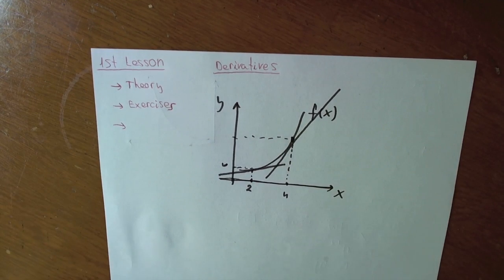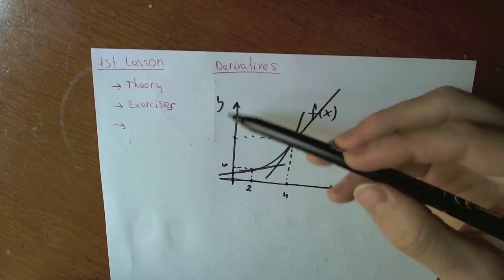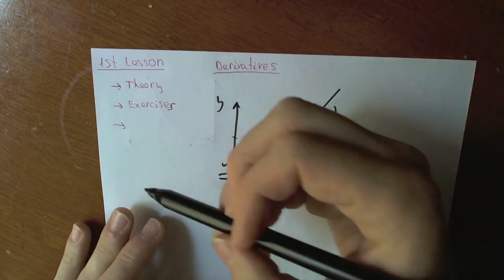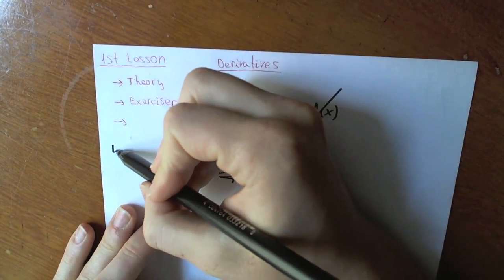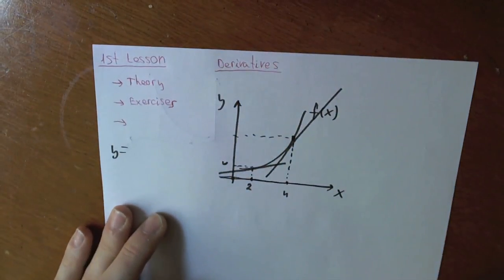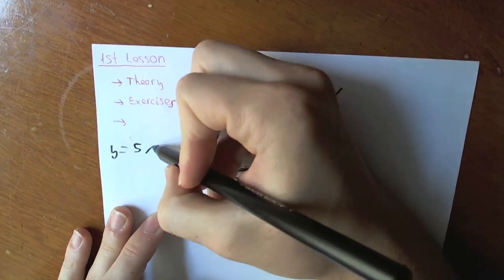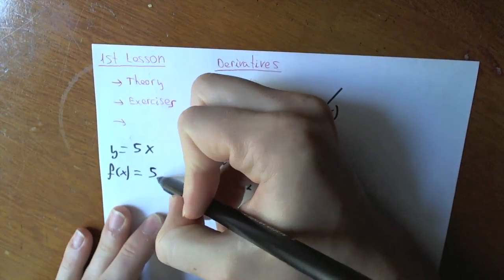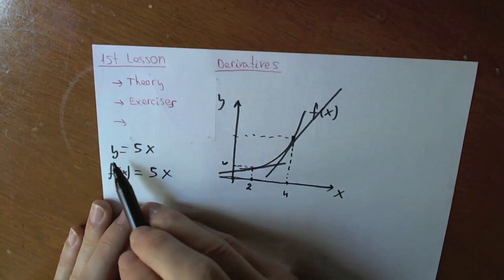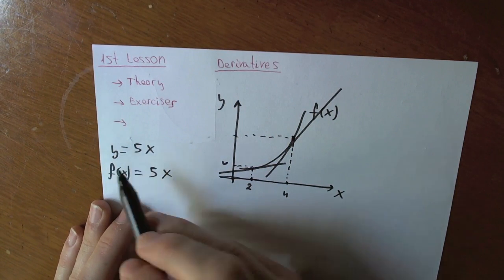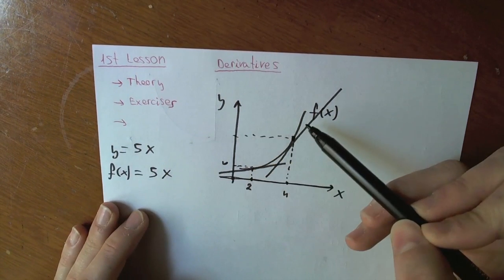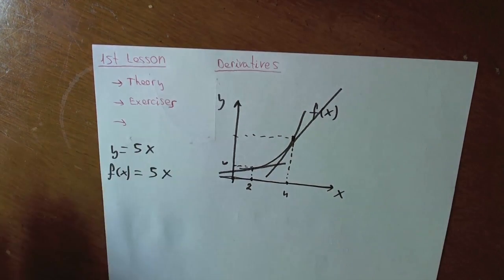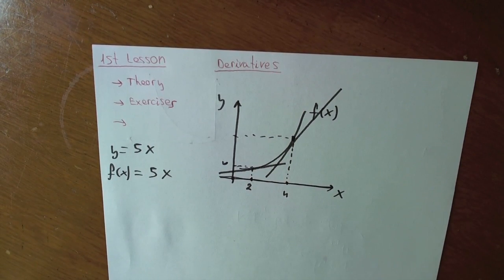I explain this because it's very usual to find functions when we are trying to calculate a derivative. For example, we can find y equals 5x, or we can find f(x) equals 5x. Every time we find f(x) or y, it is the same, because y is the value of the function f(x). We can call them both y or f(x). Both are the same and both are alright.